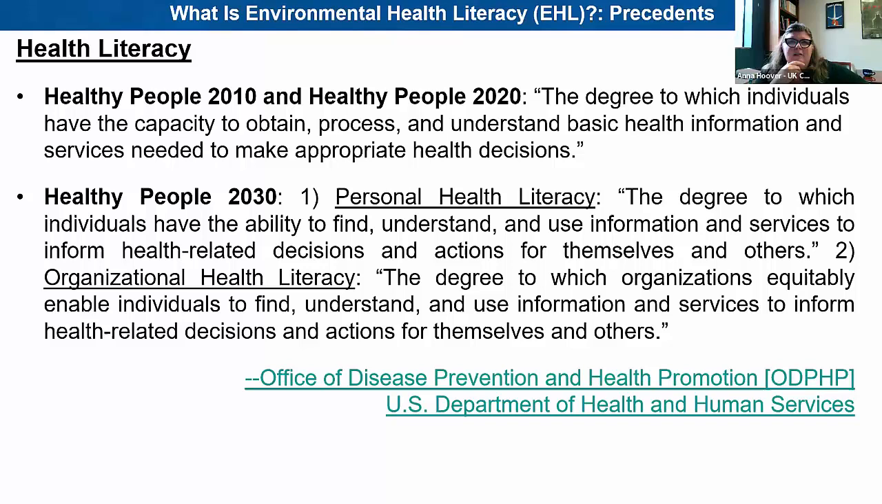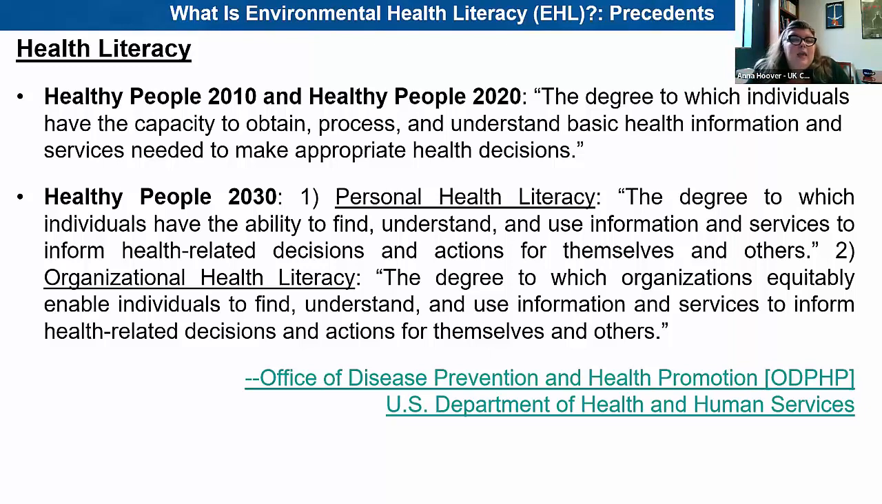They talk about personal health literacy, which is the degree to which individuals, again, we're focused on that individuals piece, have the ability to find, understand, and use information and services to inform health-related decisions and actions for themselves and others. So again, that focus on individuals, that finding and using information and services. At least we're not using appropriate, right? Right now we're saying it will help them make the decisions and actions for themselves and others. So that's how that has evolved on the personal level.